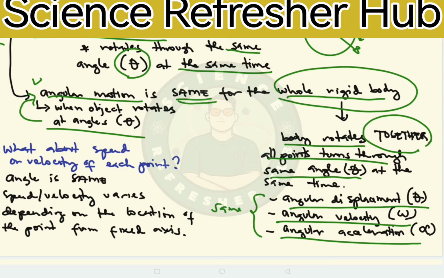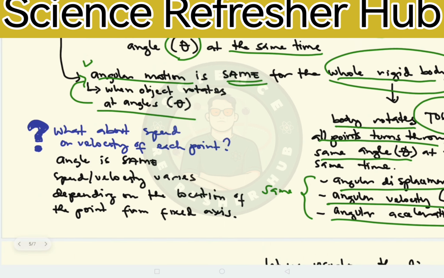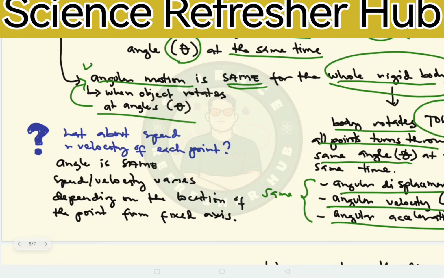But this time, since it moves in a rotational manner, we will be using the word angular to describe these variables. Okay, so what about, there's a question here. Sorry. What about speed and velocity of each point? Although the angle is the same as always in a rotational motion, all the points in a rigid object will move in that same angle together.